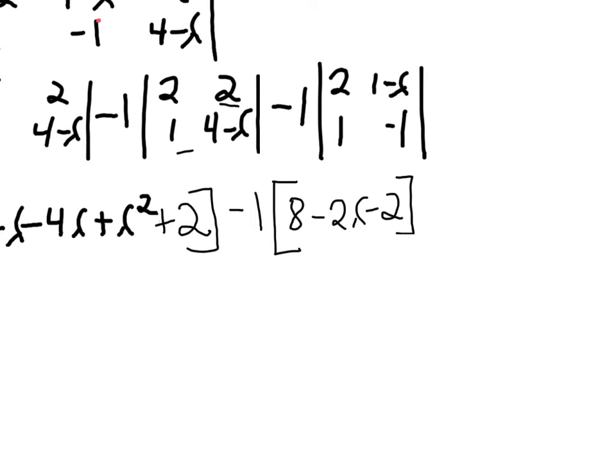Okay, and then with that last determinant, I have this negative 1 out here. And then I have 2 times negative 1, so negative 2, minus 1 times 1 minus lambda. So be sure it's minus that whole 1 minus lambda. That negative should distribute to both parts here.